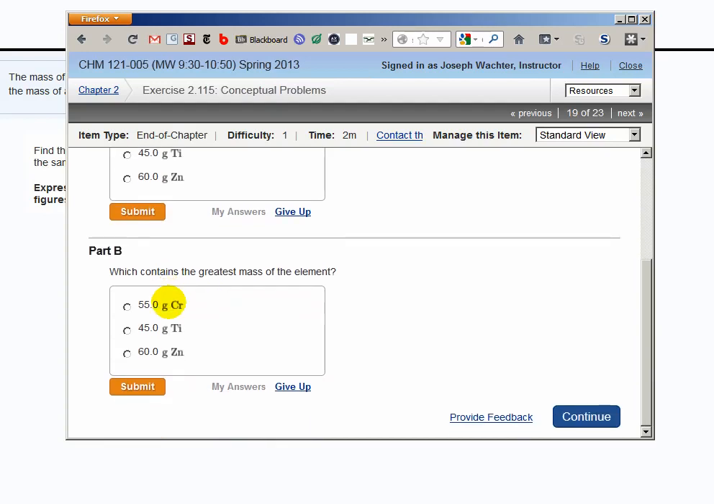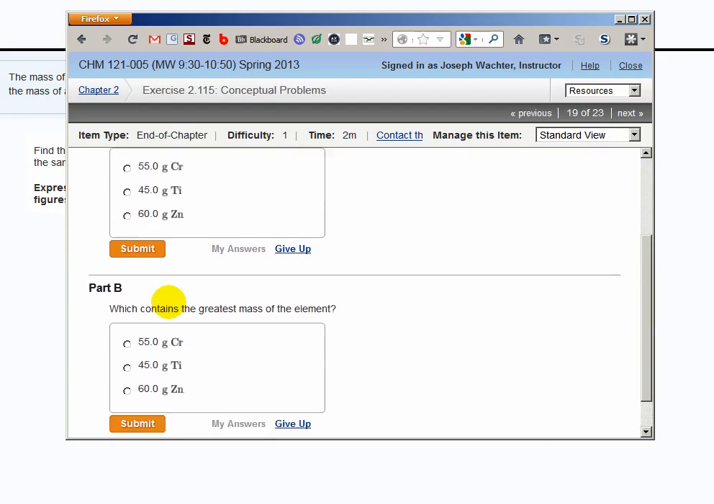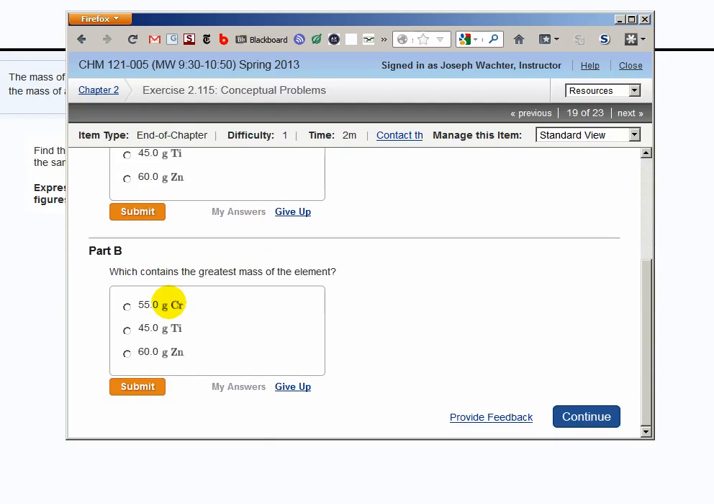And then this one is basically a trick question, right? Which contains the greatest mass? And then those are masses. I think that's a mistake. I don't think they meant to make it that way. I think they meant to have numbers in moles here, but they just put the numbers in mass instead.